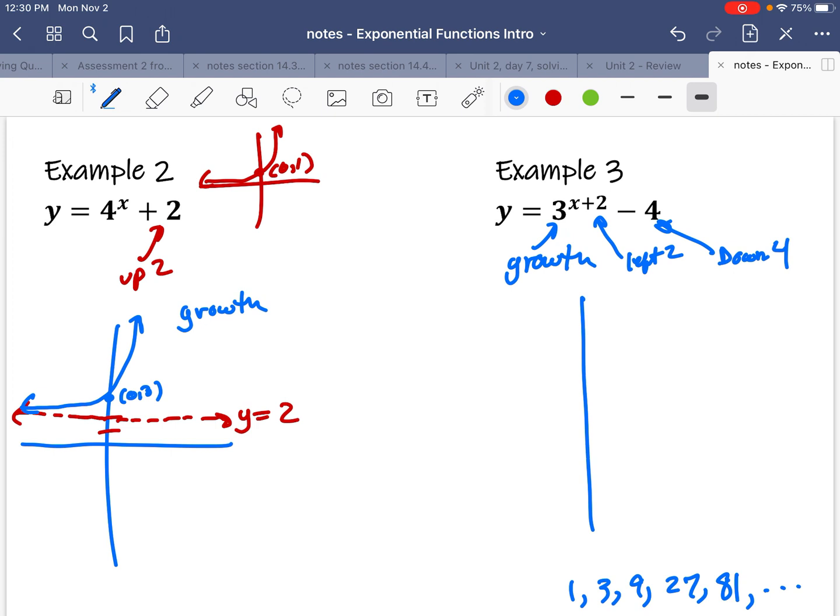So what's really going to affect your asymptote there and the look of your graph is the down 4. So that asymptote is not going to be at 0 anymore. It's going to be at 1, 2, 3, 4. It's going to be down here at negative 4.